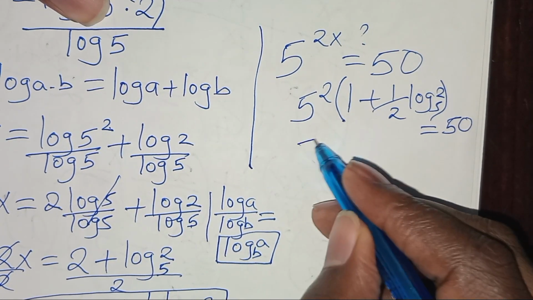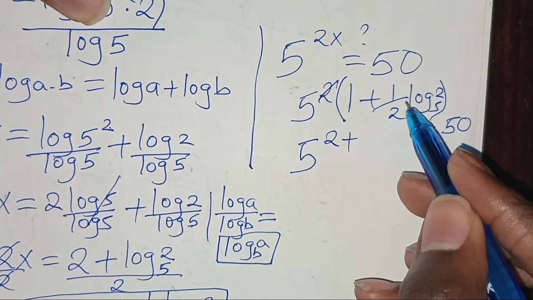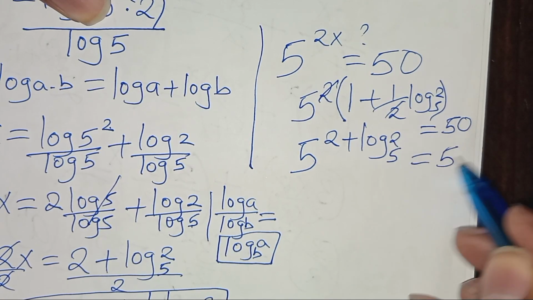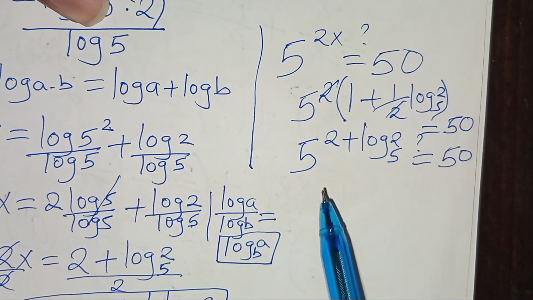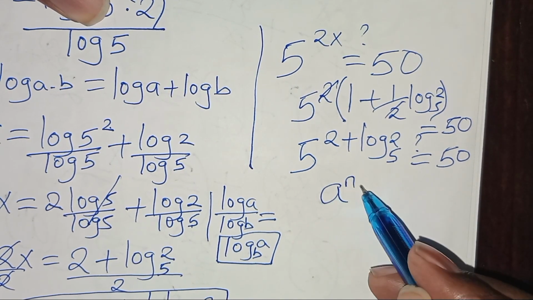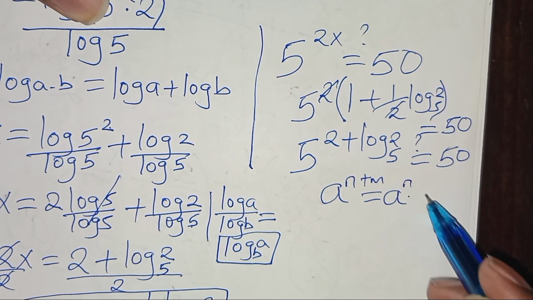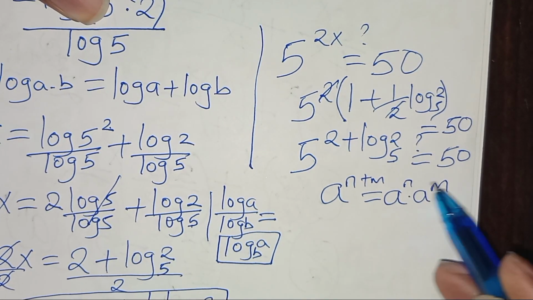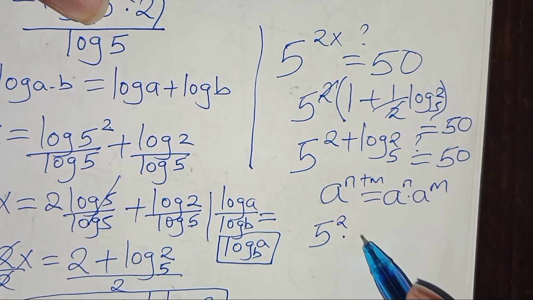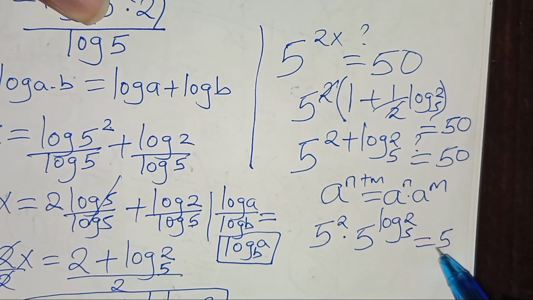All right, so this is 5 to the power 2 times 1, which is 2, plus, now a half here simplifies, so plus log 2 to base 5. This is supposed to give us a value of 50. All right, so 5 to the power 2 plus log 2 to base 5. This is in the form of a to the power n plus m, which you can express as a to the power n multiplied by a to the power m. Let's apply this exponent property so that we'll have 5 to the power 2 multiplied by 5 to the power log 2 to base 5. This is supposed to give us a value of 50.